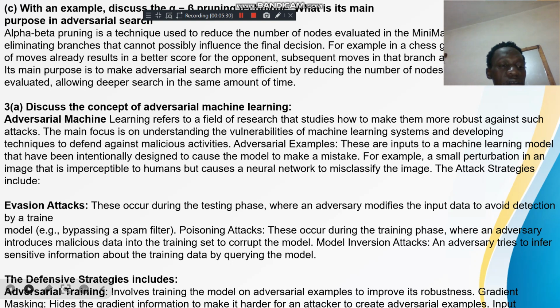The adversary tries to gain information about training data by querying the model. The defensive strategies include adversarial training, which involves training the model on adversarial examples to improve robustness. Gradient masking hides the gradient information to make it harder for an attacker to create adversarial examples.